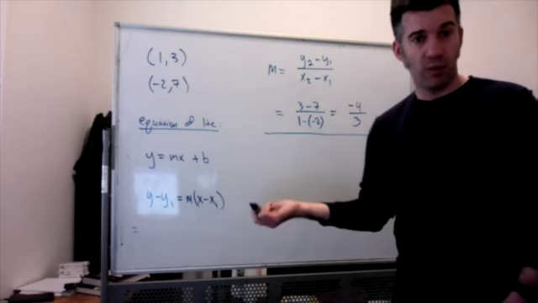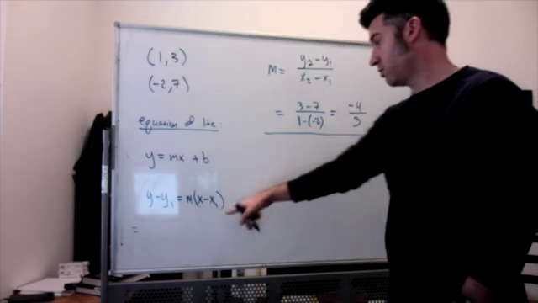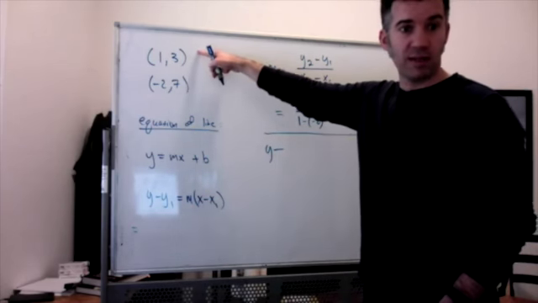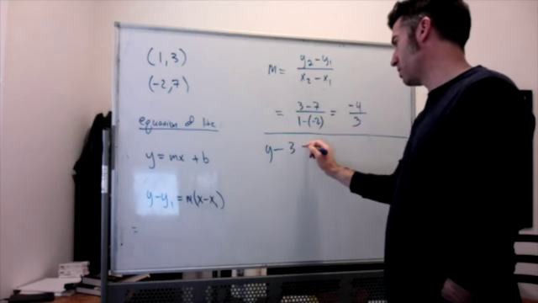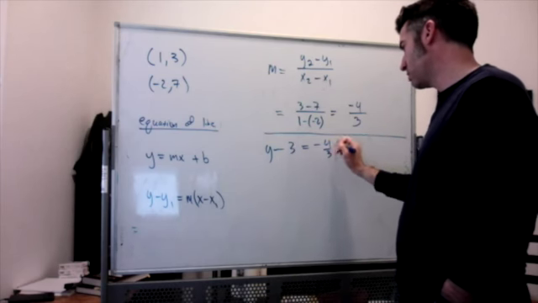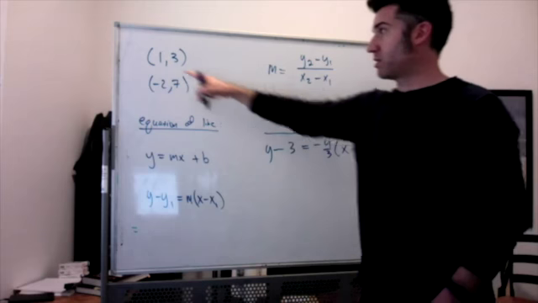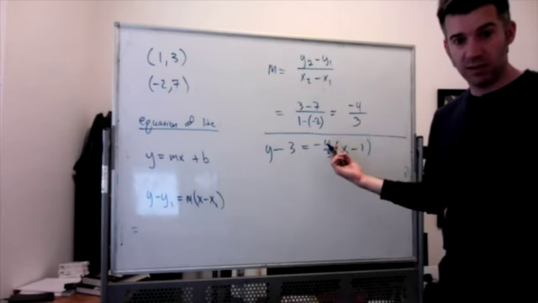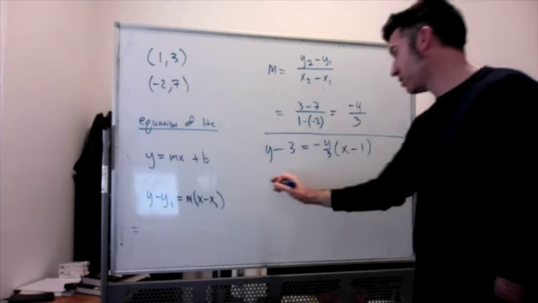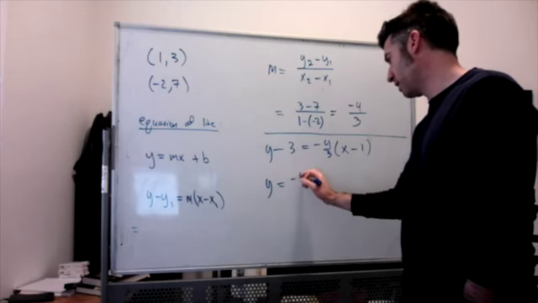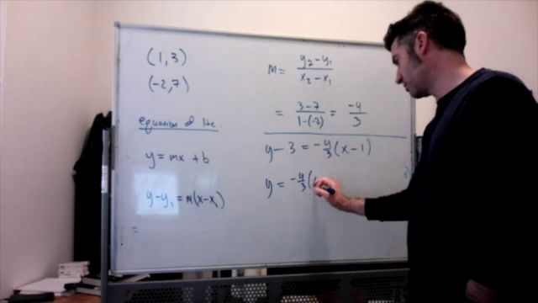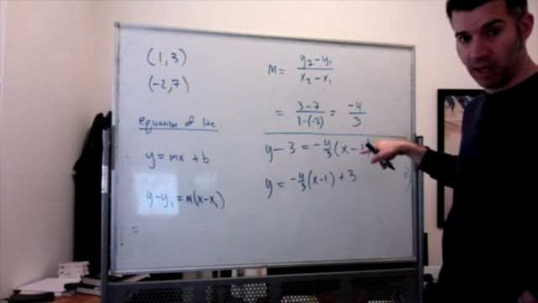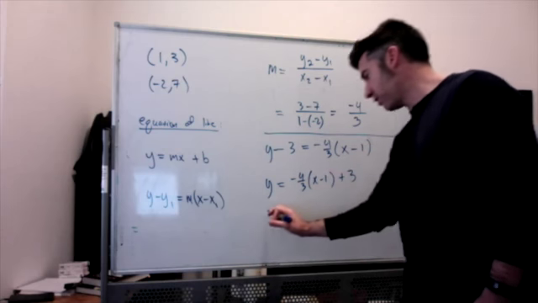You can use the point slope form. You can say y minus, pick either point. Let me pick this point. Y minus 3 equals -4/3 times x minus, the same corresponding point, 1. You can leave it like this, or you can solve for y. Y equals -4/3 times x minus 1 plus 3. I added the 3 to both sides. And I'm going to distribute the -4/3.